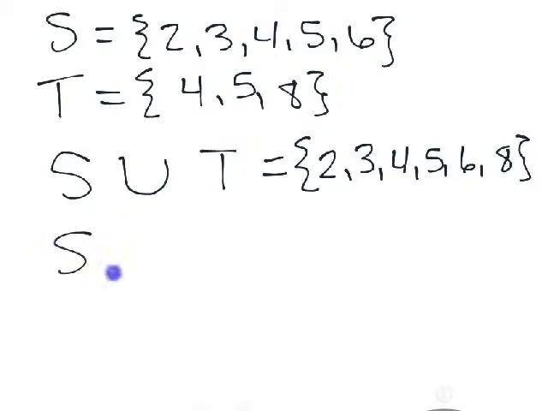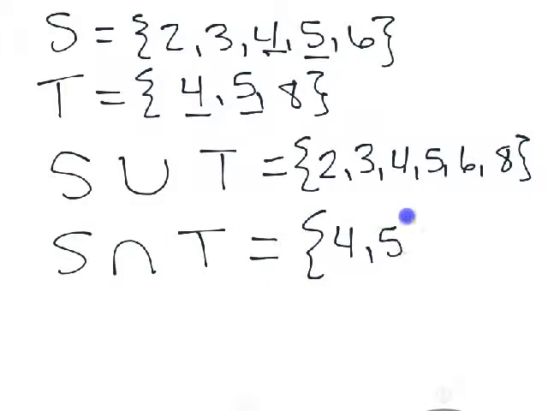The intersection is what they have in common. We denote that with an upside down U. That's the intersection. Think of that like a road intersection. Where do they intersect? What do they have in common? Well, 2 and 3 aren't in T, so that's not in common. But 4 and 5 are in both. So therefore, the intersection of these two sets is the set containing the numbers 4 and 5.